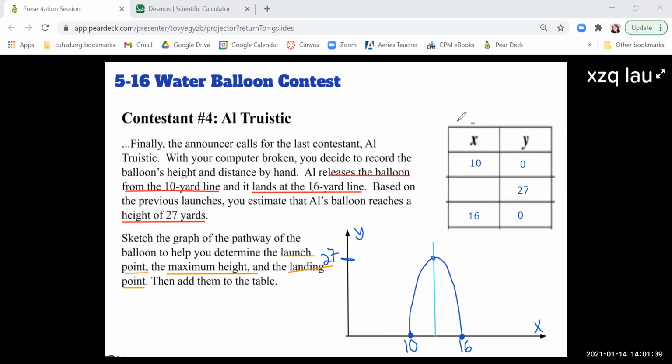Where the y is 27 and we're trying to find the x. So we need a point that's halfway between 10 and 16, and exactly halfway between 10 and 16 is 13. So in your table, you can finish it up with 13. Yay. Okay, I'm going to go ahead and clear it. We need to move forward.